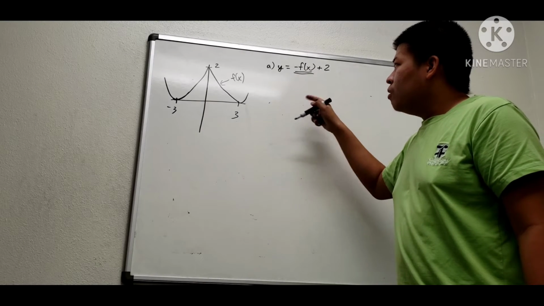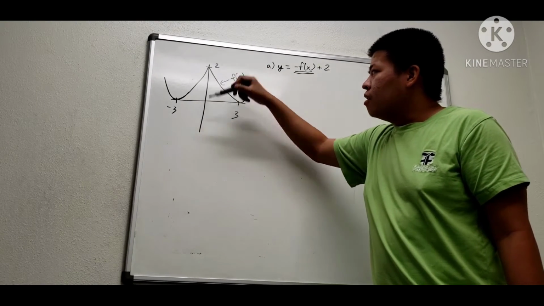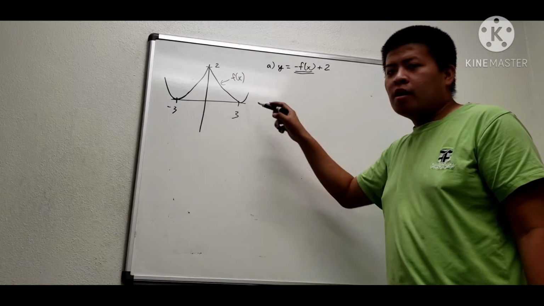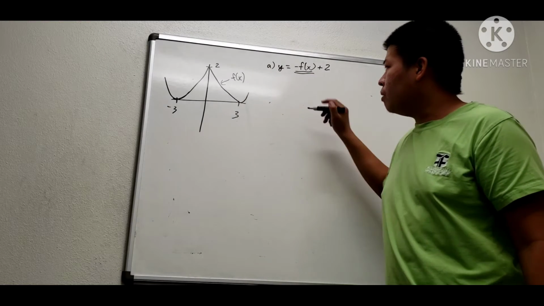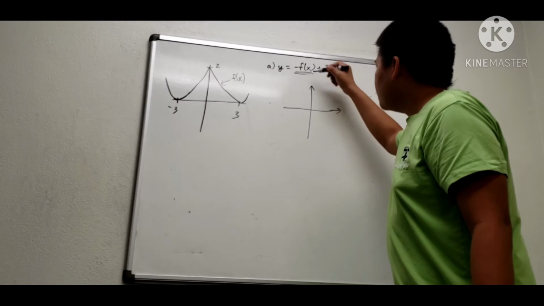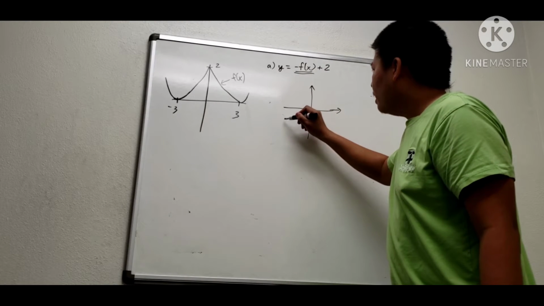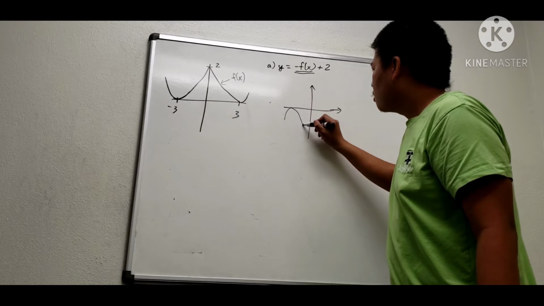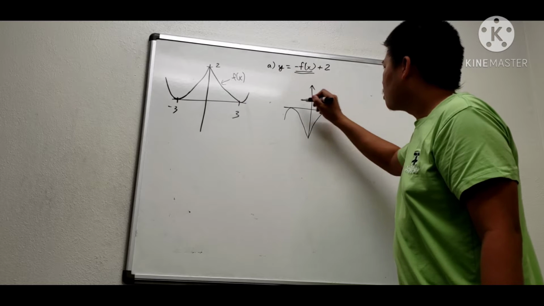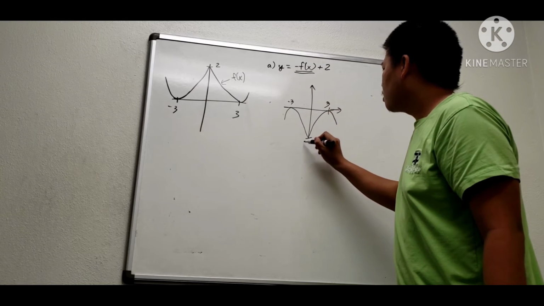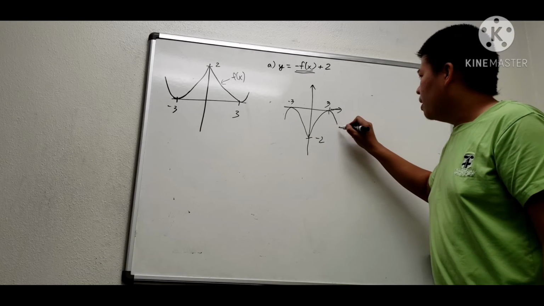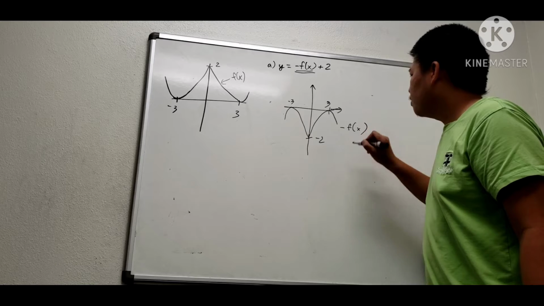In the minus f(x), all the function values will be the opposite, the negative number. It means the numbers in here will become negative because they are positive numbers. So the function of the negative f(x) in here will become like this. So this is about the negative f(x) in here.